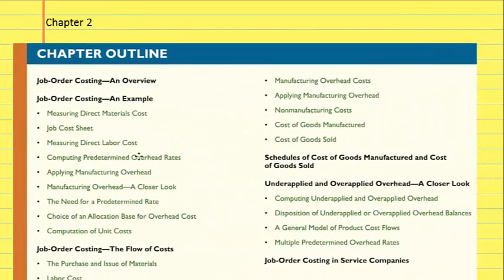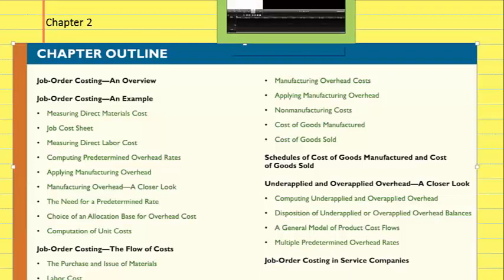Now let's take a look at Chapter 2. And in Chapter 2, we're going to look at materials cost, labor cost, and overhead cost.